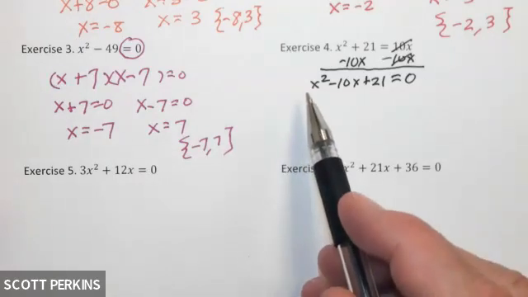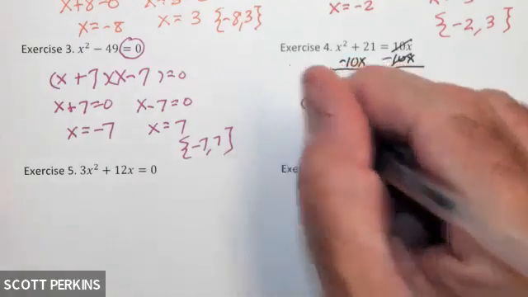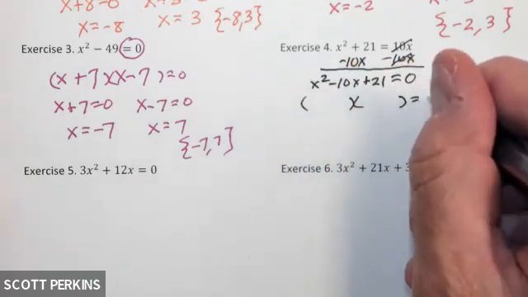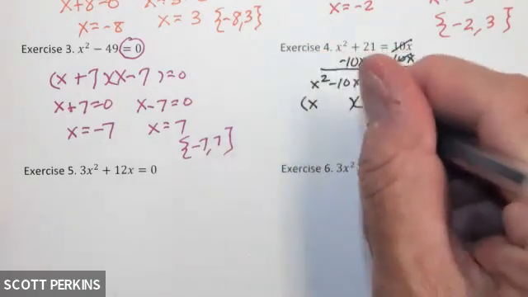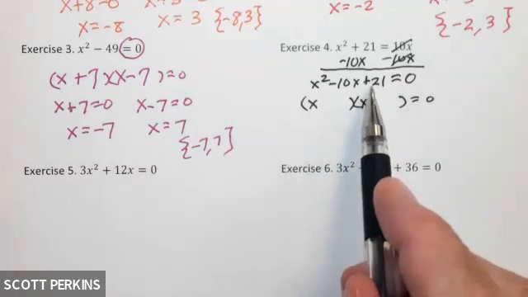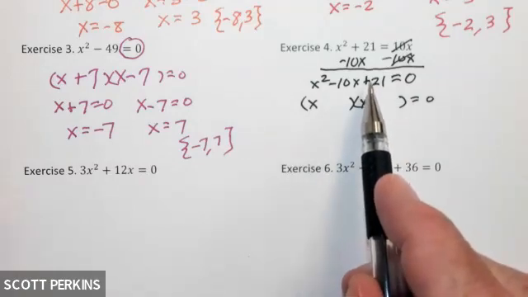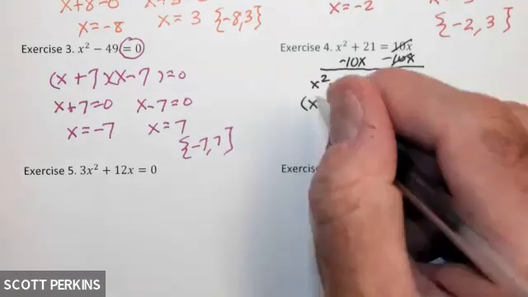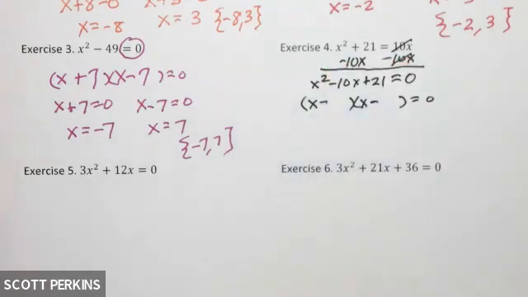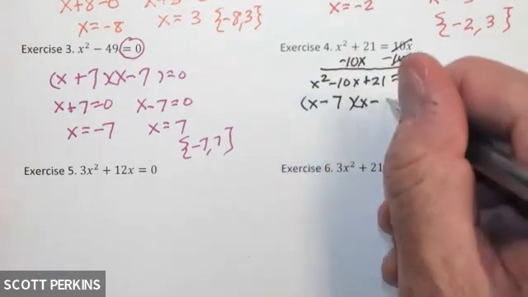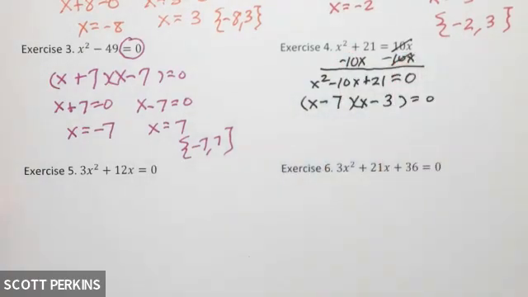Once again, there's a 1 in front of the x squared, so I'm going to unfoil this. X squared is x and x. This time, because the 21 is positive, my signs have to be the same. And so the negative 10 tells me they're both going to be negatives. And the two factors of 21 that add up to 10 are 7 and 3 or 3 and 7. The order does not matter there.